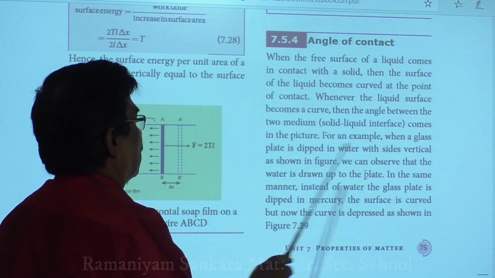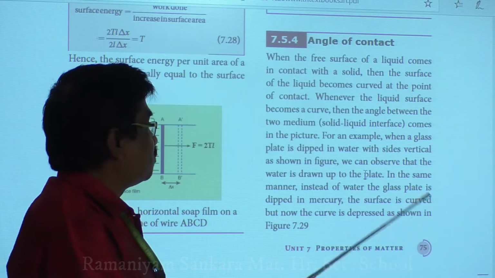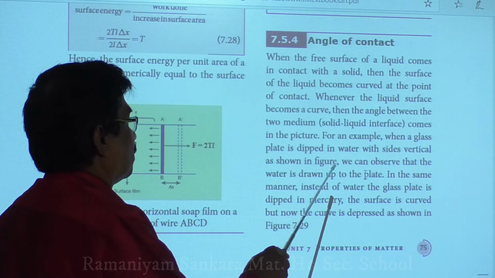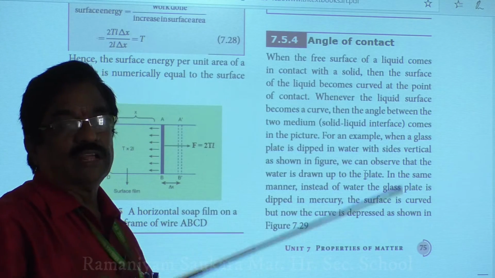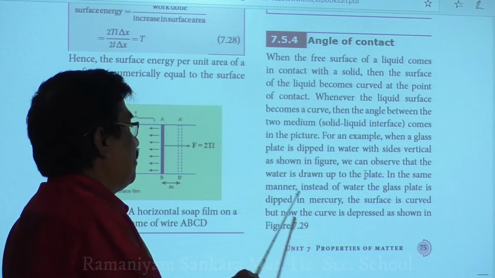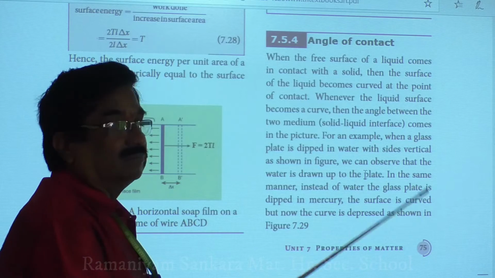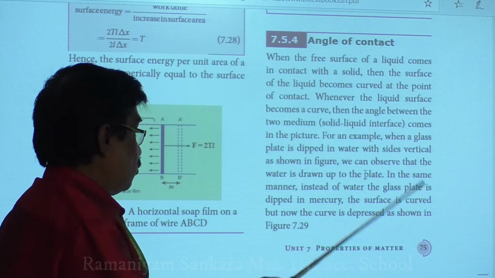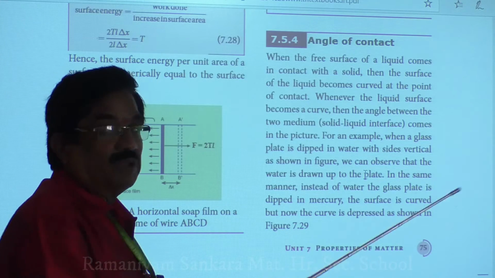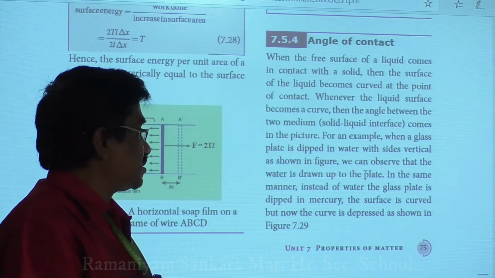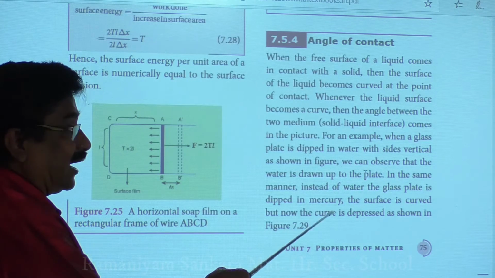For example, when a glass plate is dipped in water, you are taking a glass rod or glass plate with sides vertical, as shown in the diagram. We can observe that the water is drawn up the plate at the corner, at the edges. In the same manner, when the glass plate is dipped in mercury, the surface is curved, but the curve is depressed. That means it goes below the surface. Then we go to the diagram.